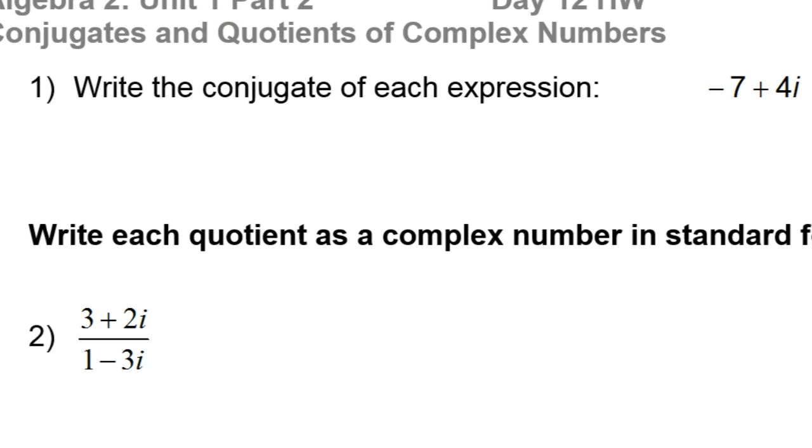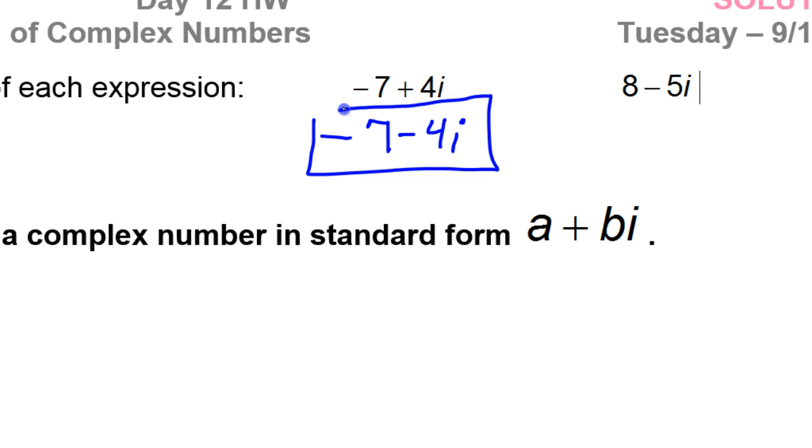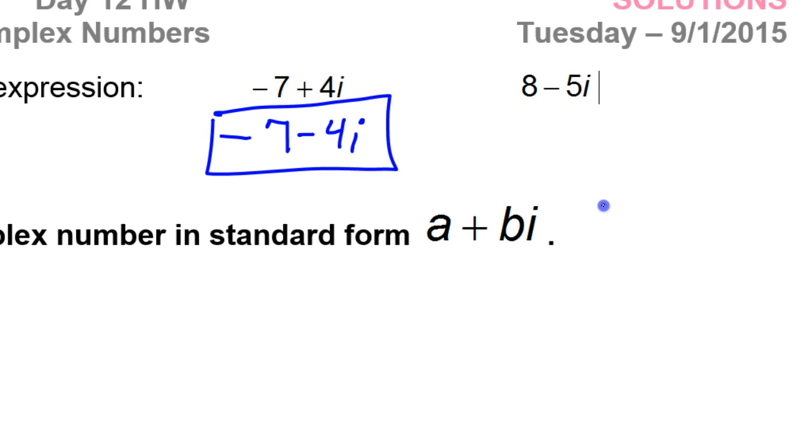So the conjugate of negative 7 plus 4i would be negative 7 minus 4i. And the conjugate of 8 minus 5i would be 8 plus 5i.